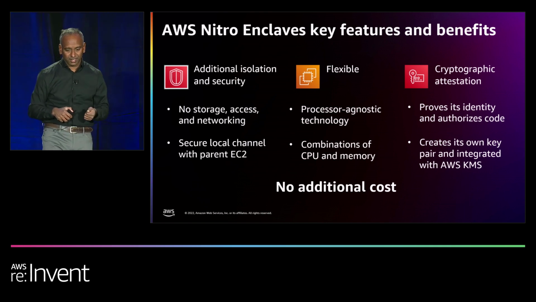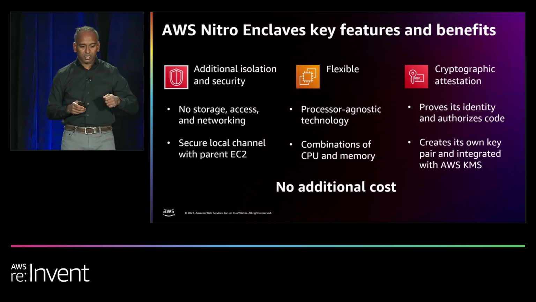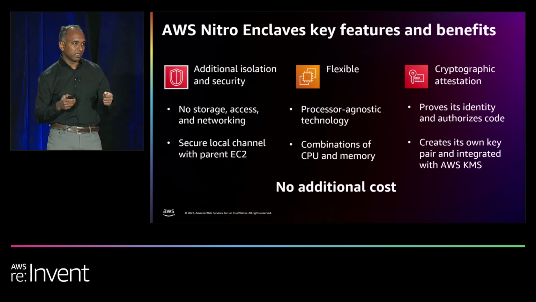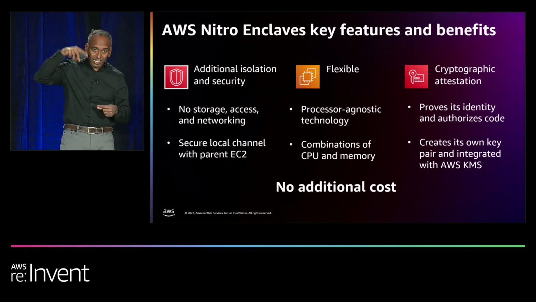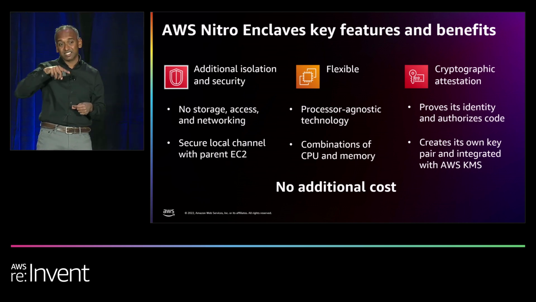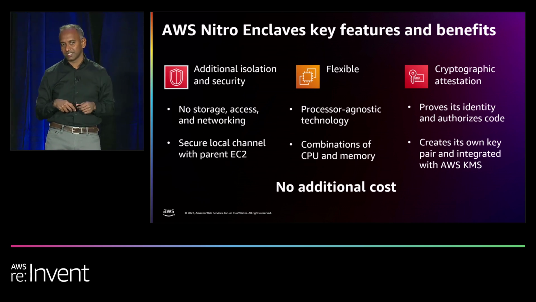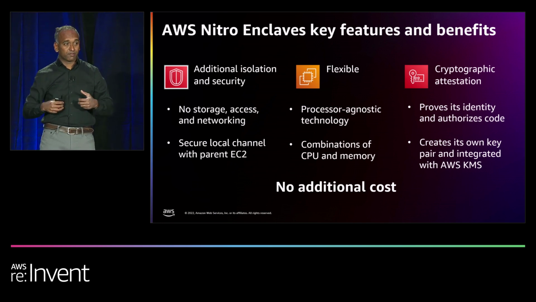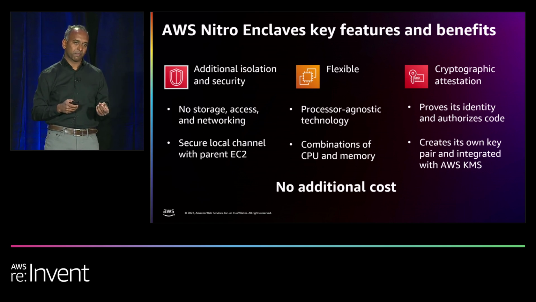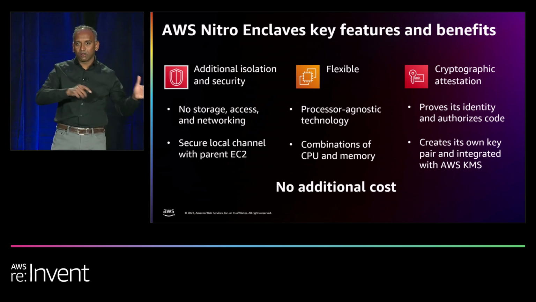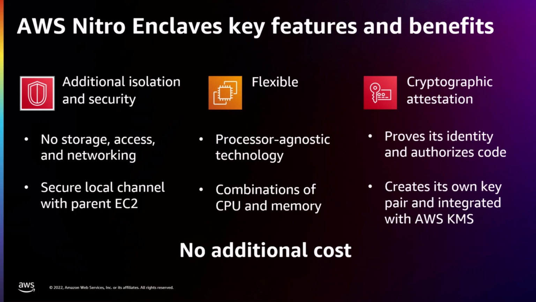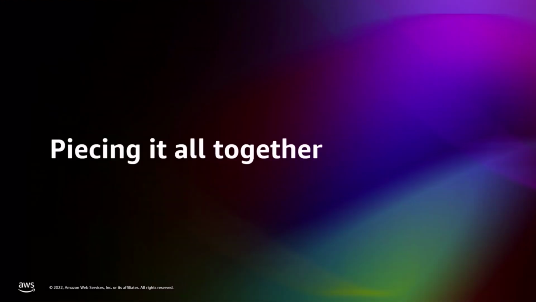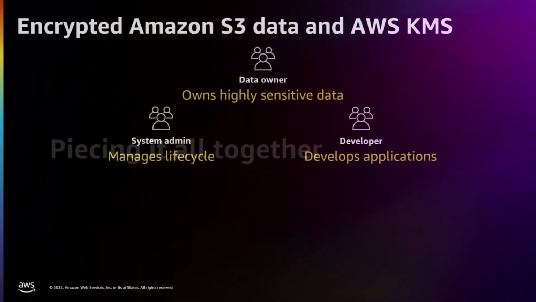And lastly, cryptographic attestation. Enclaves can prove their identity and authorize the code that's running in the enclave to make sure that is the piece of code that should be processing the data that you're looking to process inside the enclave. The enclave creates its own key pair and also comes with first-class integration with AWS KMS. We have talked about all of the key concepts, how it's built, and what it's used for. So let's look at what a sample data flow looks like.